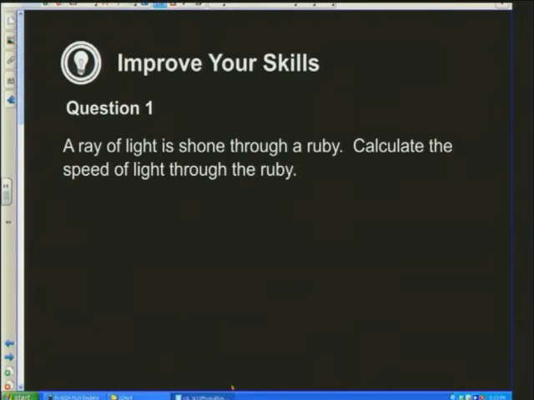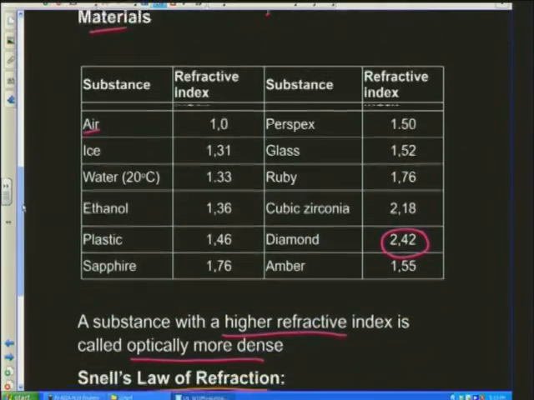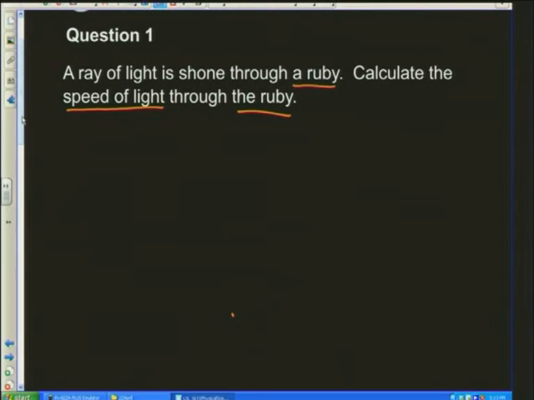We're told the following thing. A beam of light, a ray of light, is shone through a ruby. A ruby is a particular type of stone, and what we're asked to do is to calculate the speed of light through the ruby. Now, let's go back to our table quickly. Remember I said we were going to refer to it. And there's our ruby, 1,76. Normally we'd have to go and find that. It would be given in the question, but I thought it was good for you just to refer back to the table.